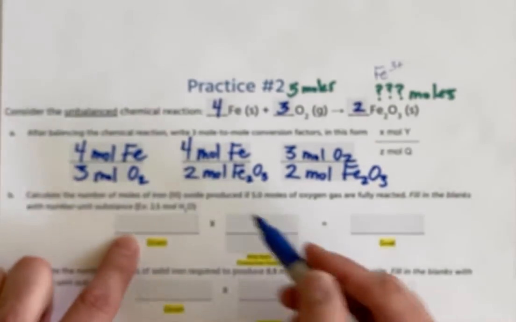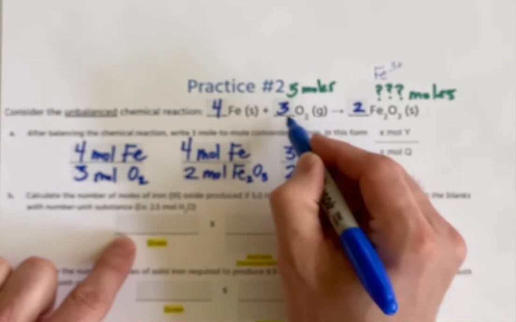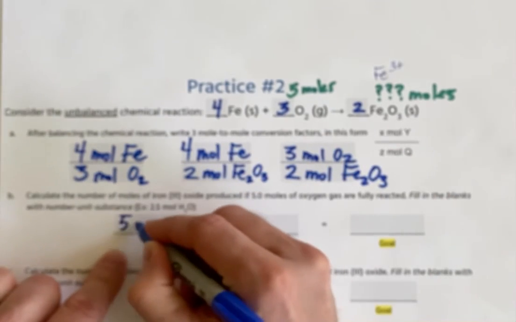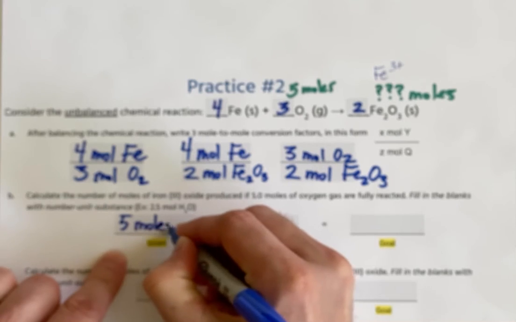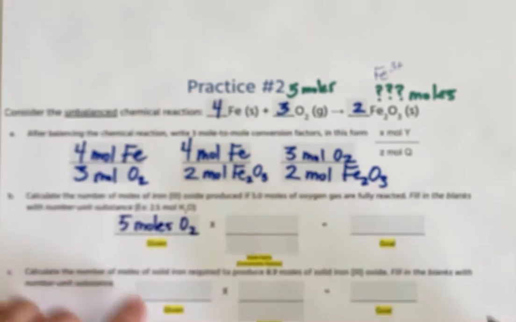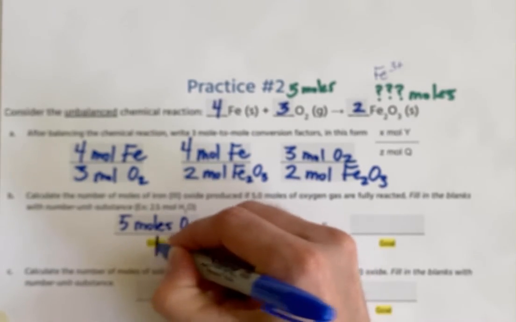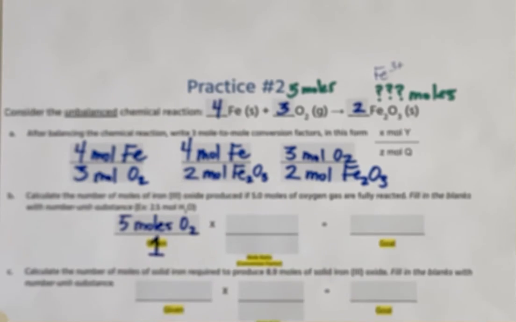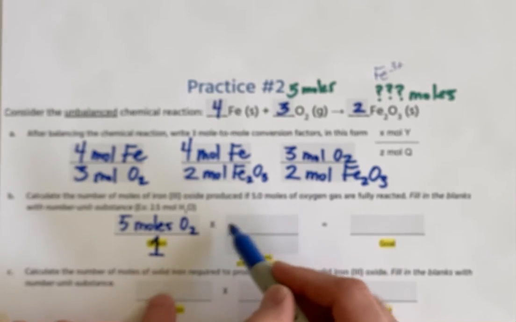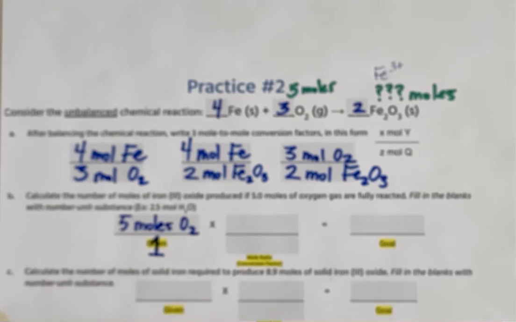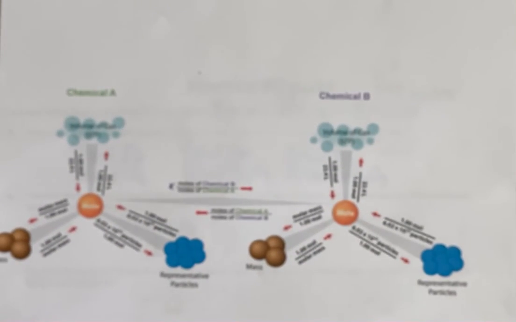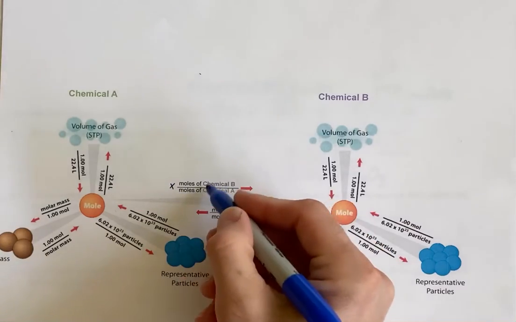So given is 5 moles of oxygen. That's the given. And remember, we can write it over 1 to make it a fraction. Now, we're going to multiply that by the mole to mole ratio. That's what I meant when I mentioned multiplying it by this conversion ratio.